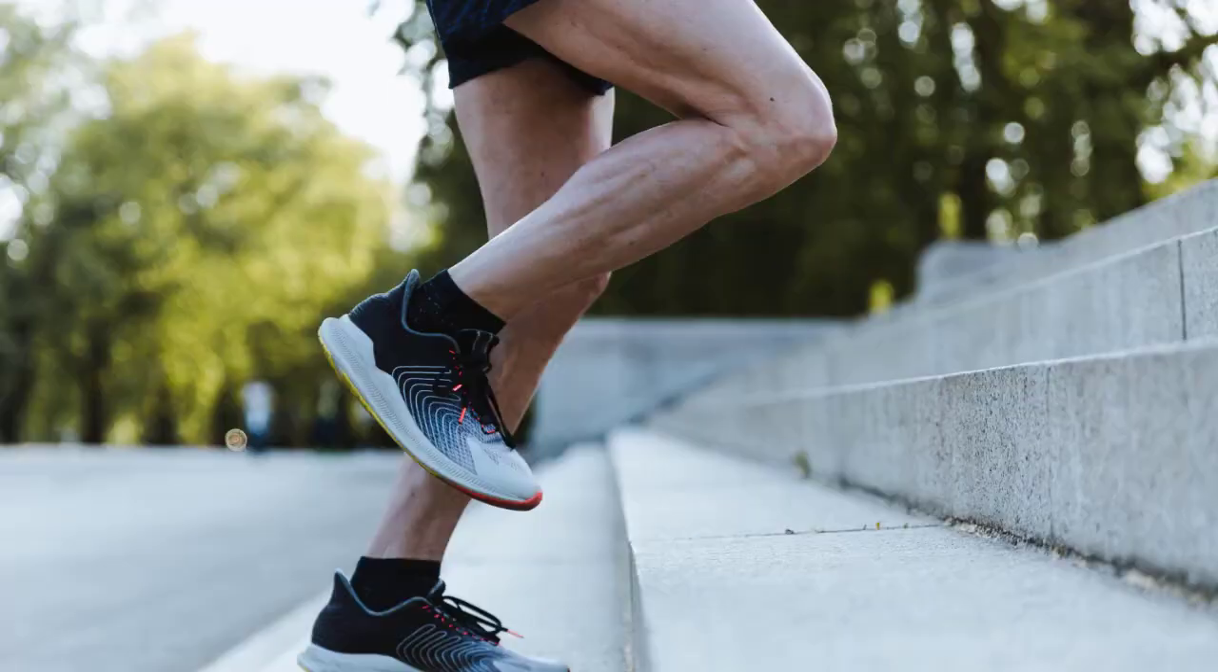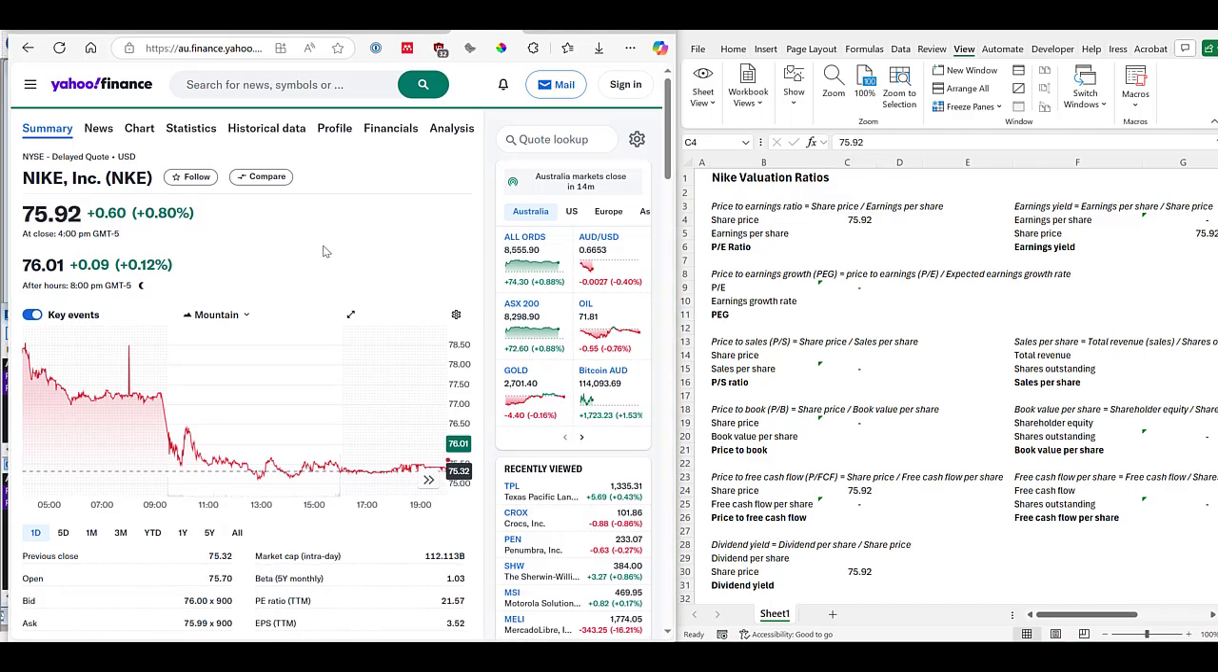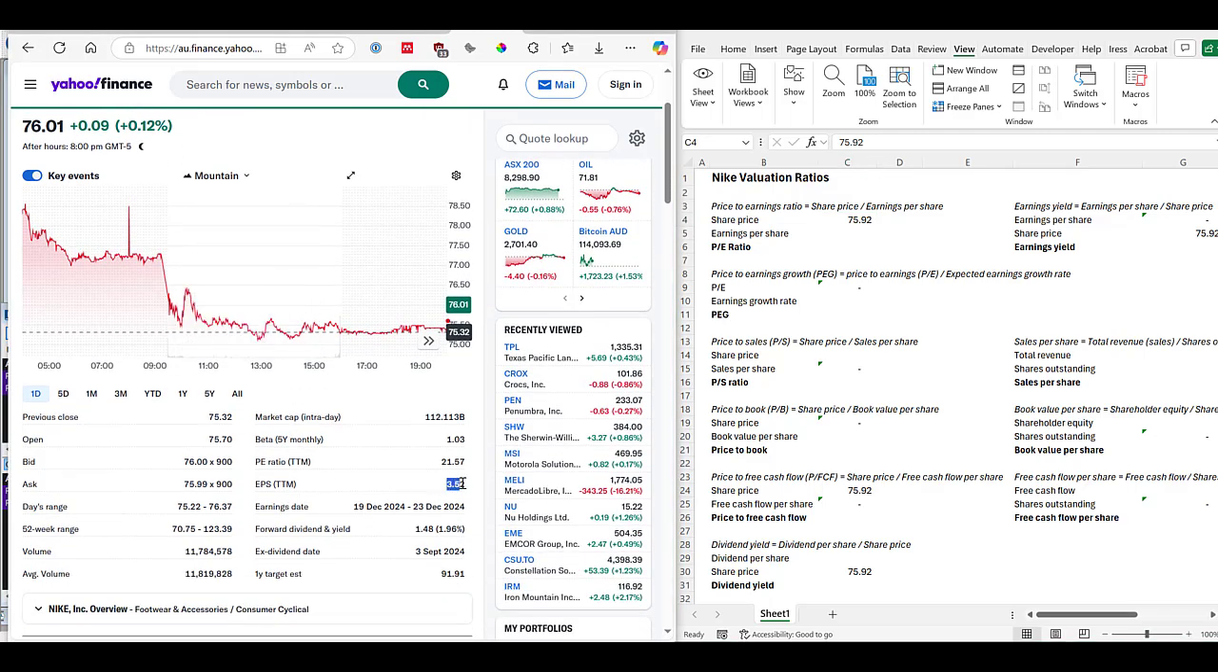Let's calculate Nike's PE ratio. In this video, I won't be using Nike's 10K. Instead, I'll be using Yahoo Finance. On the day I recorded this video, Nike had a share price of $75.92. And here, we can see Nike had an earnings per share over the past 12 months of $3.52.